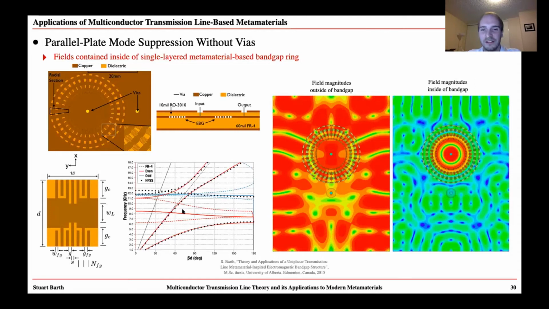So what we find is that when we simulate this structure, outside of the band gap region, we see the fields indicated on the left-hand side of the figures on the right. And this just shows that fields are going everywhere in this parallel plate mode cavity, right? They're not contained, they're not being suppressed. But inside the band gap region, shown on the field plot on the far right, these fields are strongly contained inside of this metamaterial ring, right?